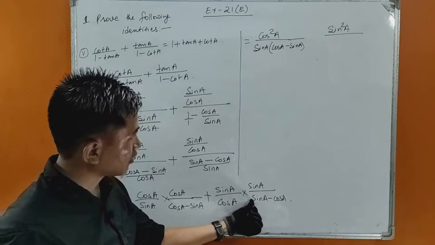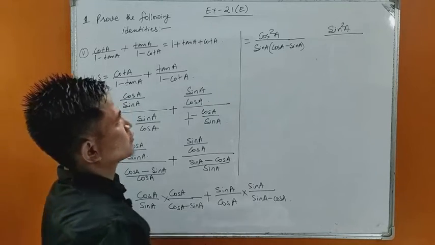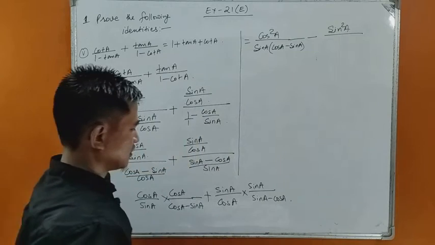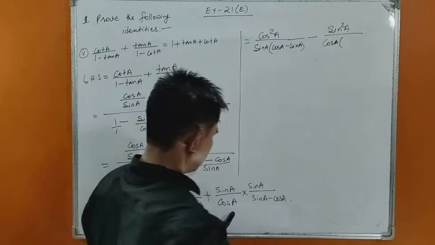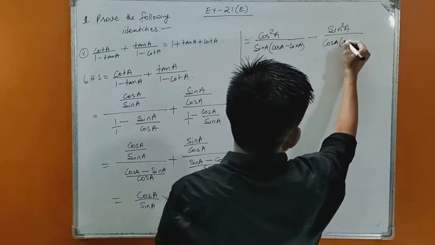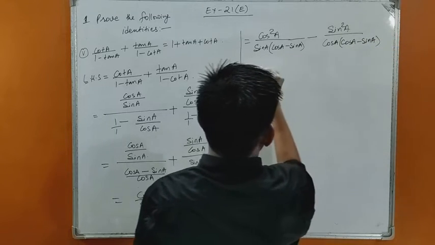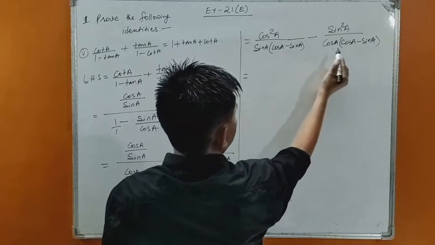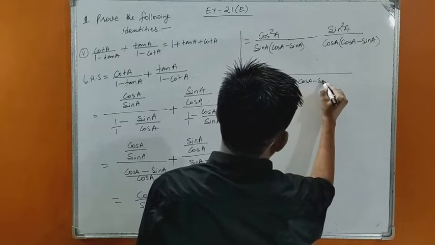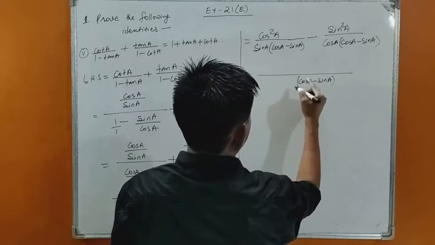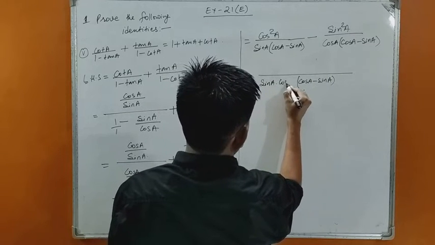So let's take the minus sign common from here. If I take the minus sign common and multiply with this plus sign, this plus becomes minus, isn't it? So this is cos A into, now sin A minus cos A becomes cos A minus sin A. Now the LCM will be cos A minus sin A, and sin A into cos A.